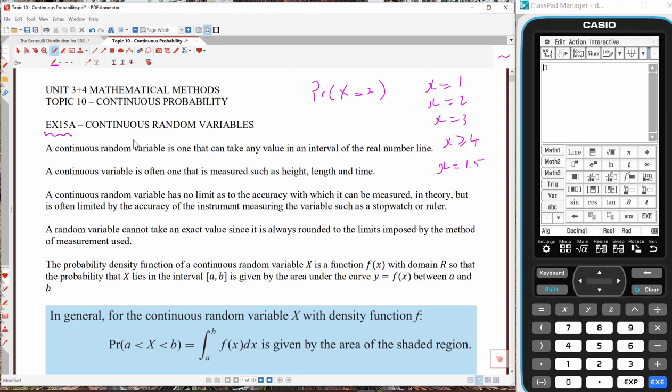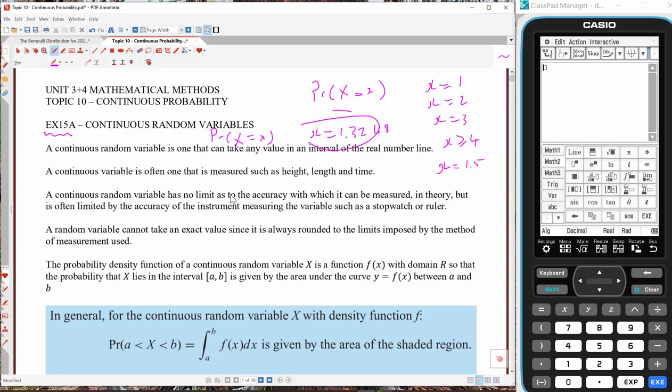But with continuous random variables, what we can do is actually get the probability that the random variable equals a value where x is equal to 1.3248 or something like that. So that's allowable with continuous. So it's often one that's measured, such as height, length, and time. So we could be looking at heights between values, etc. What's the probability of finding someone on a basketball team between 1.78 meters and 1.82 meters, etc.